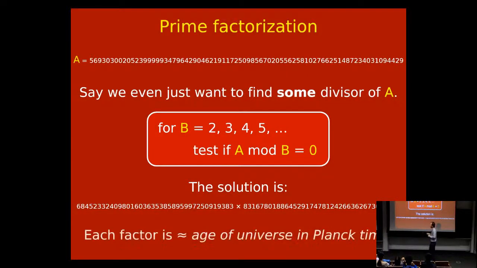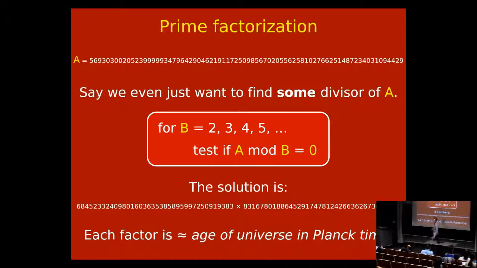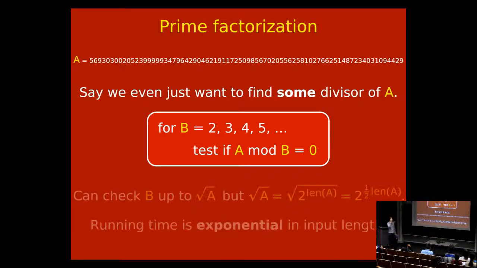So this loop will keep going until B gets up to that number. But remember, this number is like the age of the universe. It's bigger than the age of the universe in Planck time. So in fact, you will never get up to that number. You'll not even get close to this number. So this algorithm is just not going to work for you.